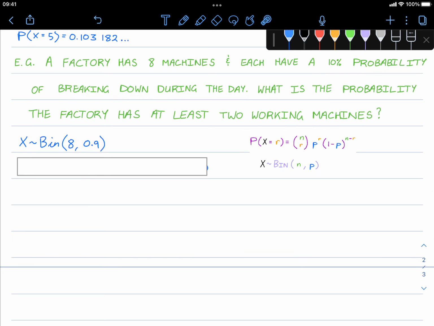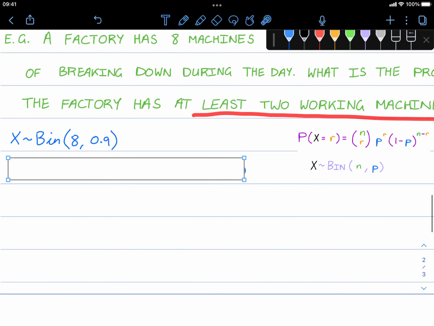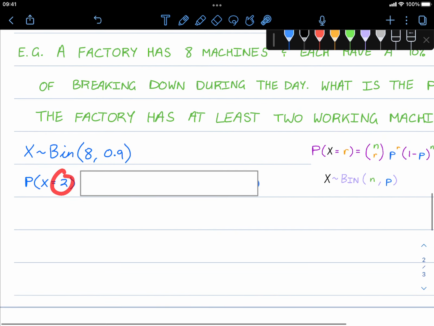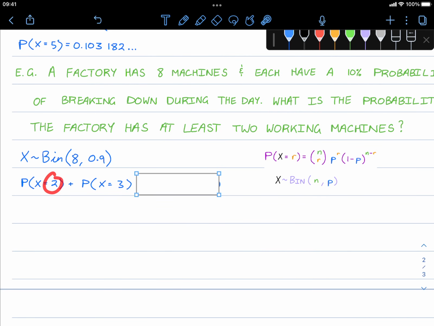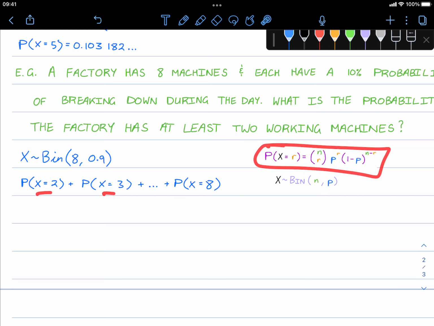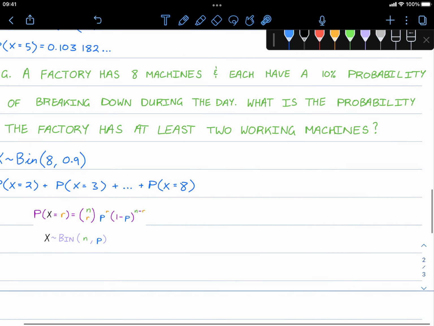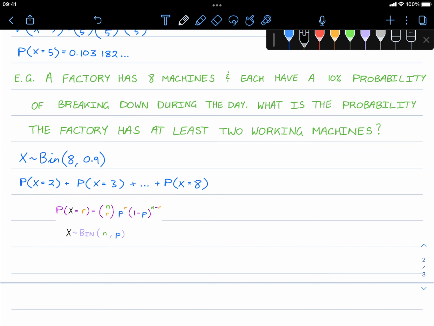But now the issue is that it says at least 2 working machines. This is actually the probability of there being exactly 2 machines, plus exactly 3 machines, plus 4, plus 5, all the way up until 8 machines. So we would have to apply this formula 7 times and then add those probabilities. As you can see, that's rather cumbersome. So we can instead think of this in a different way.